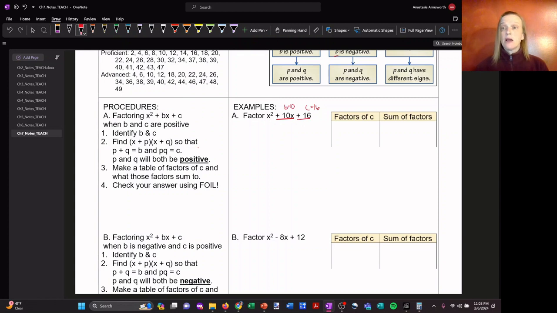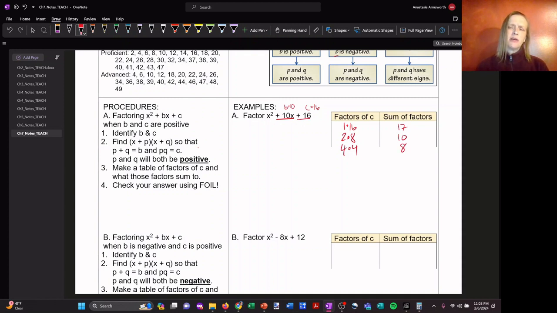So I can just start making a list of factors of 16. 1 times 16 is 16. 2 times 8 is 16. 4 times 4 is 16. Those are all the factors of 16 paired up by what they need to be multiplied by. Now let's look at what happens when we add those factors together. 1 plus 16 is 17. 2 plus 8 is 10. 4 plus 4 is 8.